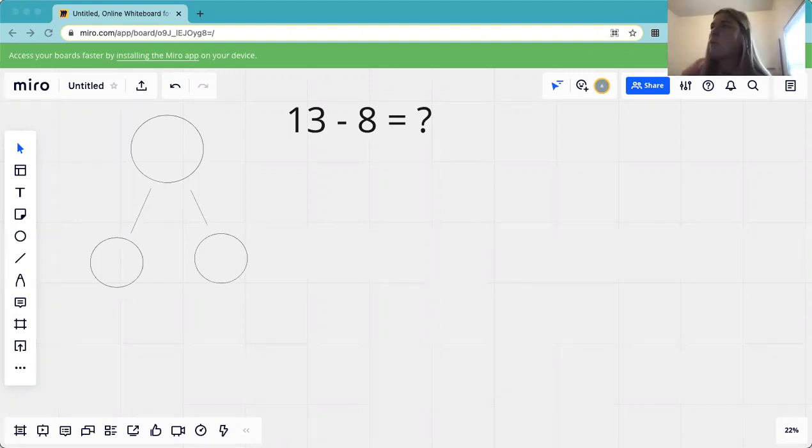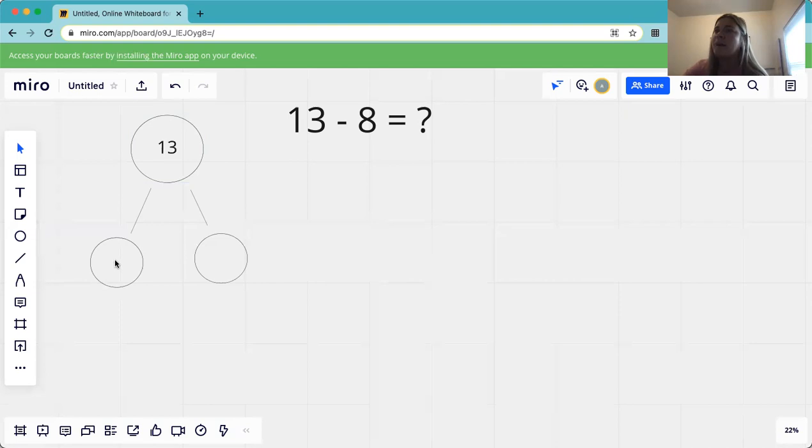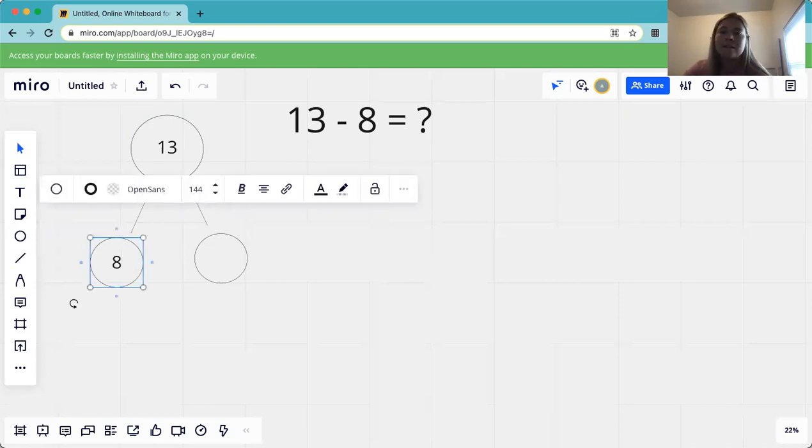So starting out with our problem, we need to figure out what our whole is and what our part is. All right, we only have a whole and we only have a part here. So looking at this, I know that 13 is my whole because 13 is bigger than 8. So I'm going to write 13 in my whole spot. And then my part right here is 8. Alrighty.